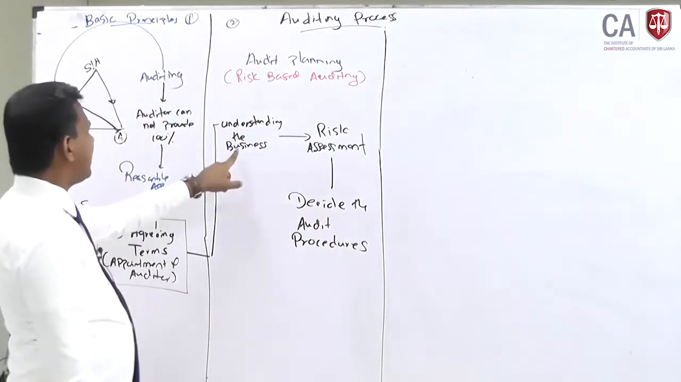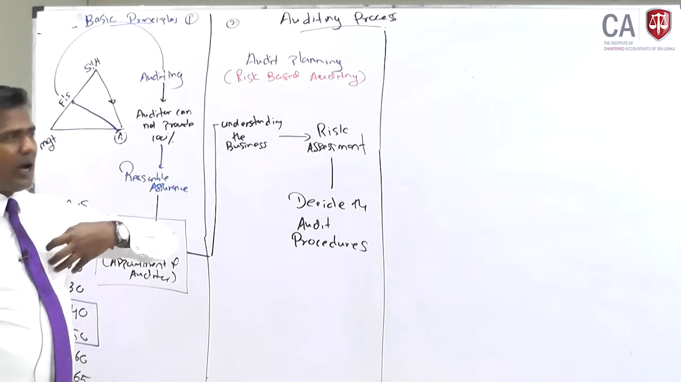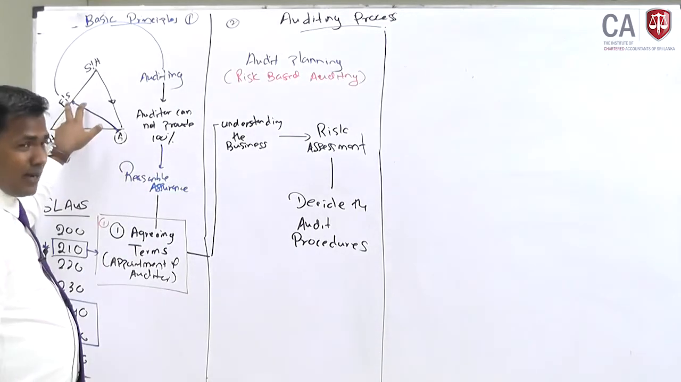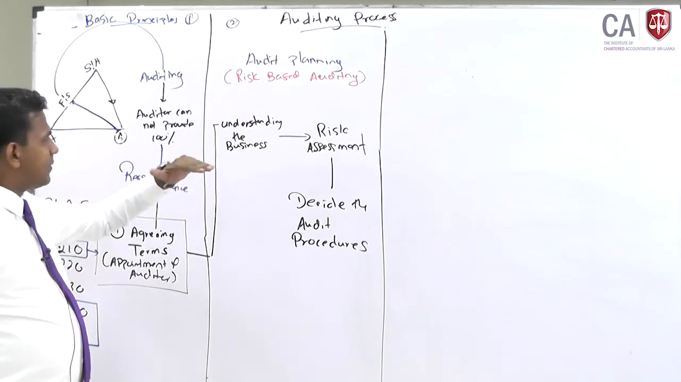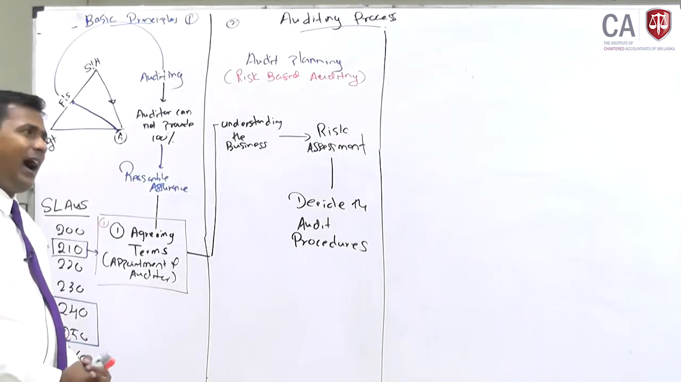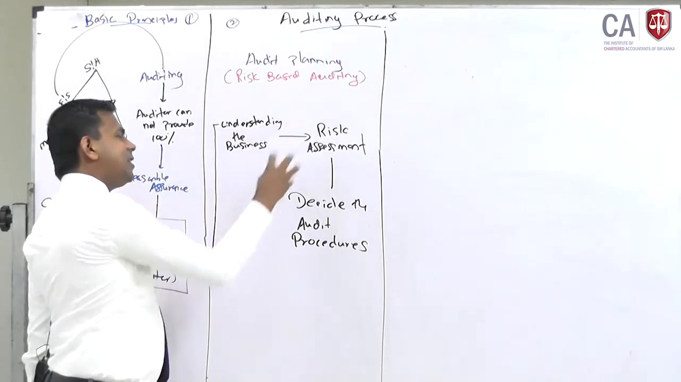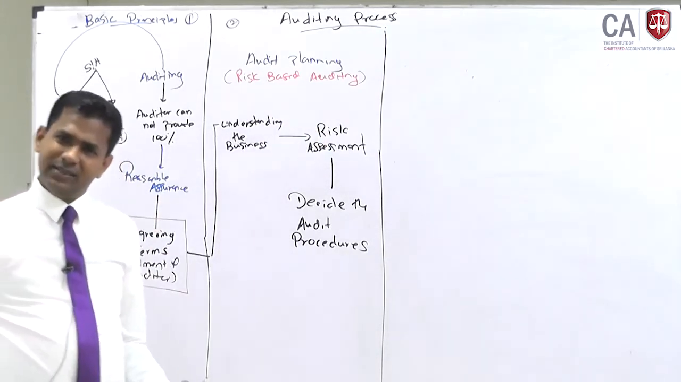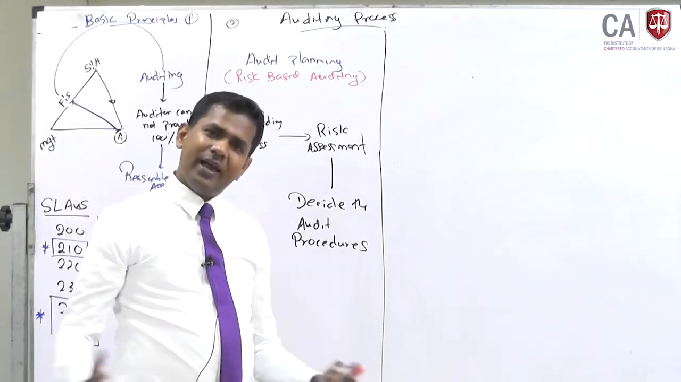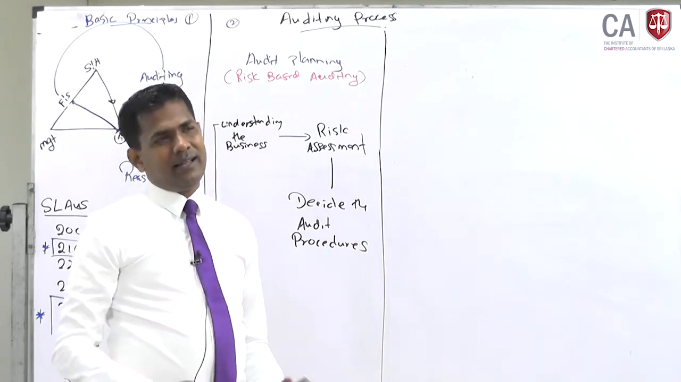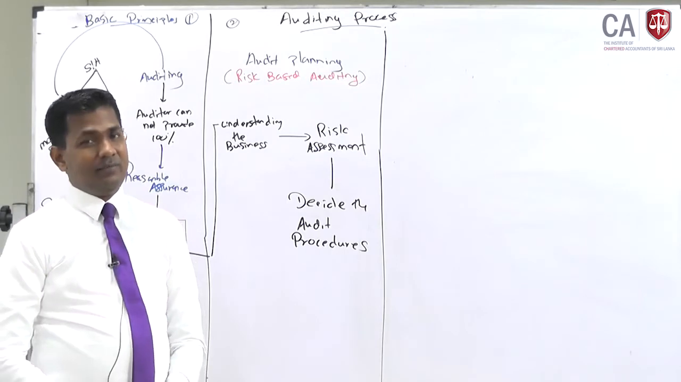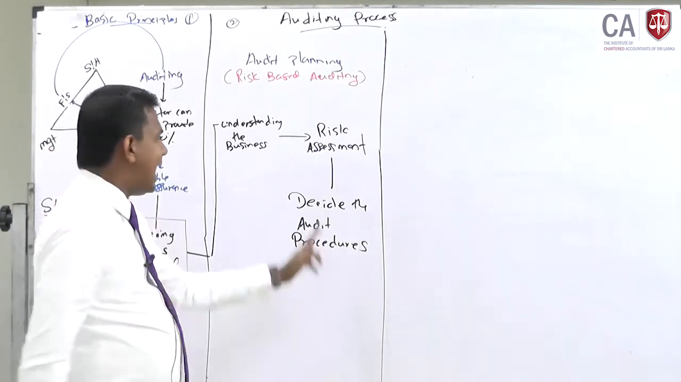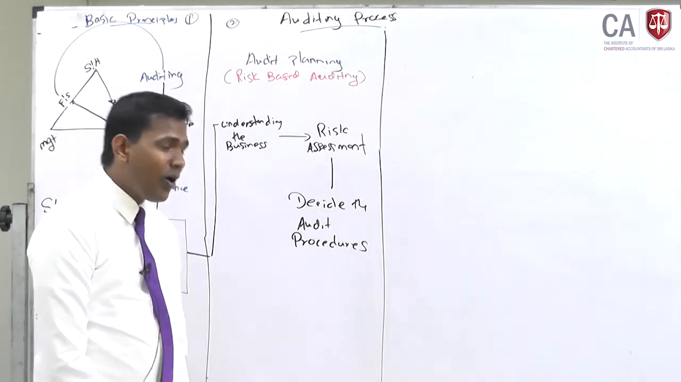So we need to understand the business. As an auditor, if you are going to give an opinion on someone else's financial statements, you need to understand the business. First of all, understand the business. Then, after understanding the business, identify where there could be errors. Identify the areas where there could be errors. That is called risk assessment. We will discuss that in a different chapter. And then, design the audit procedures.